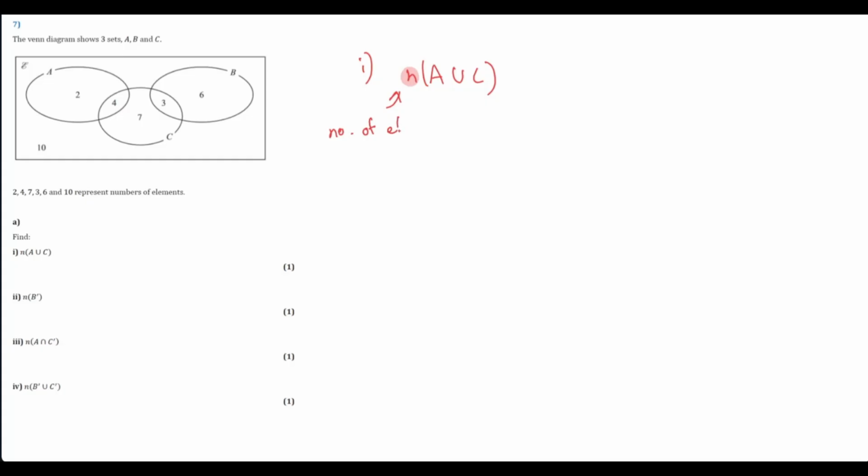So number of elements. What we mean by that is, for example, for B, we can see there's 2 numbers. So if I was to say n(B), this would be 2 because we have 3 and 6, which is 2 numbers, so 2 elements. Okay, now this is saying A union C. So union means everything in A and C. Now everything in A and C is 2, 4, 7, 3. So there are 4 elements. Okay, that's part 1 done.